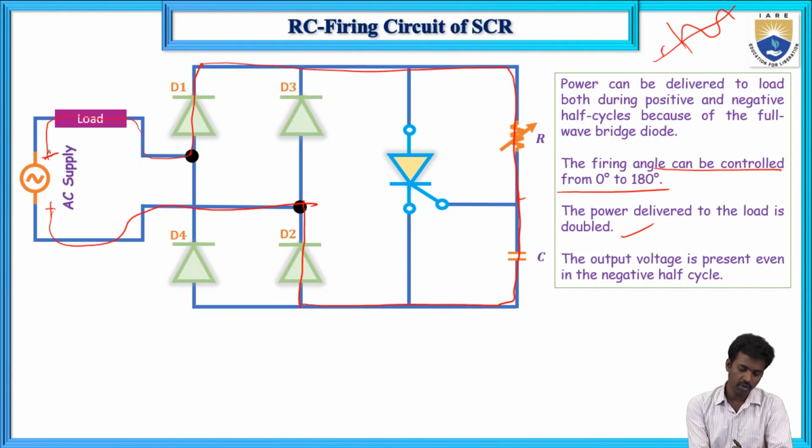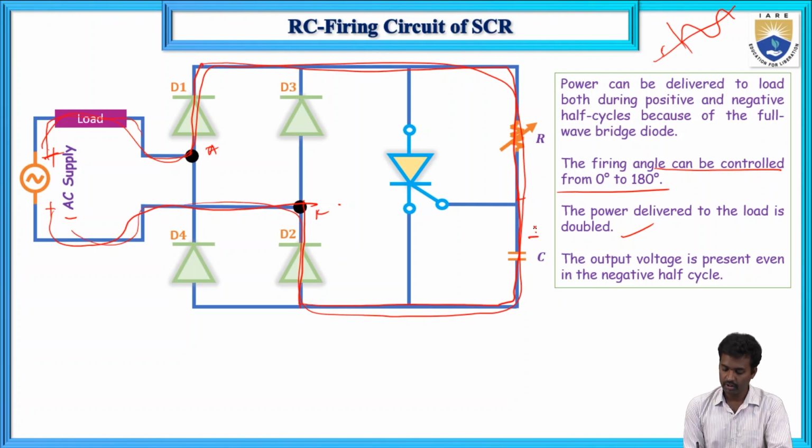So during the positive half, this is negative, and during the positive half cycle I will take first. Now in this case, this plus is the anode and this is the cathode. Now current flows through this one, so now here the capacitor charges.